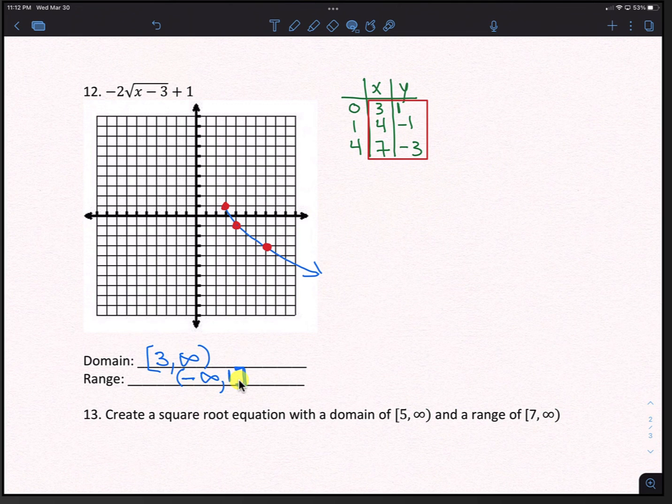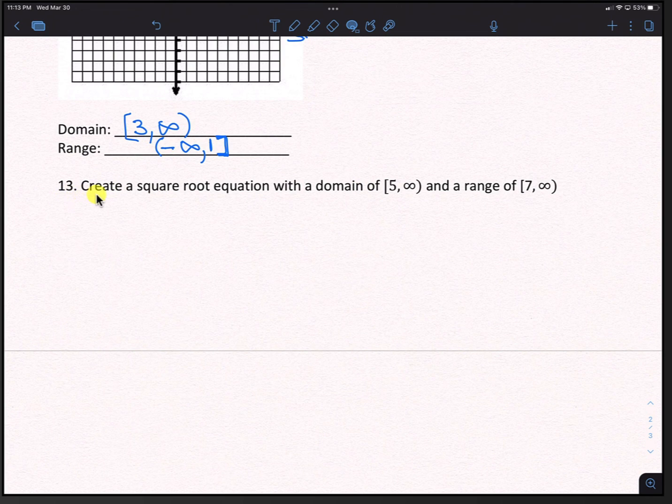All right, and finally we have number 13. It says to create a square root function with a domain of 5 to infinity and a range of 7 to infinity. Now, since it's a square root function, we can begin the equation by saying y equals the square root of something. Now, since the domain is 5 to infinity, that means that the original graph has been moved to the right 5 units. We would indicate that by putting an x minus 5 under the radical.